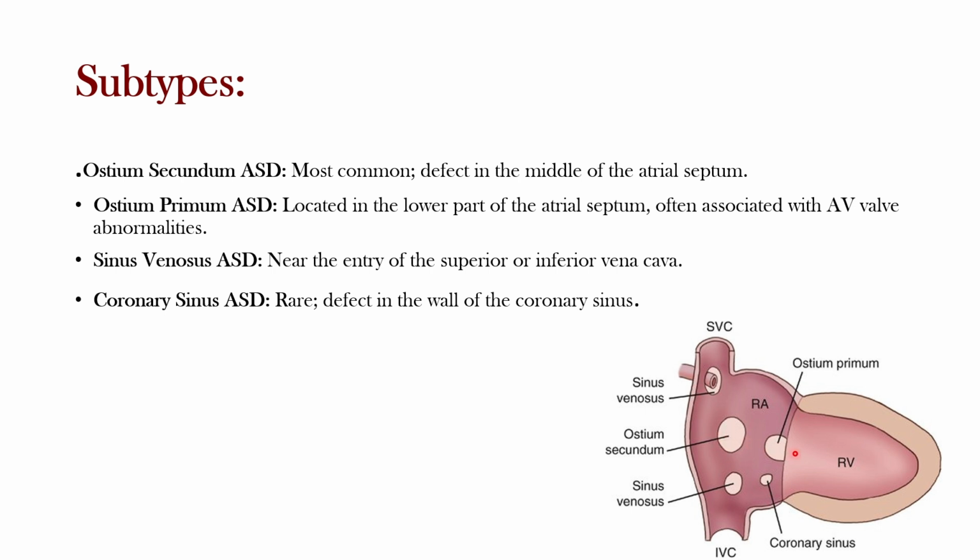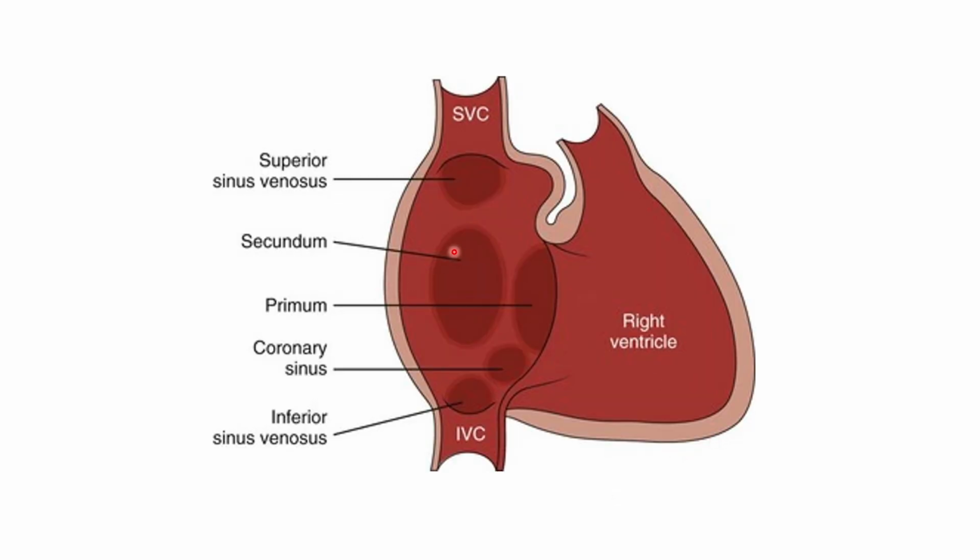This picture is not that clear, to be honest, but it's here and is associated with atrioventricular valve abnormalities. And the sinus venosus is near the entry of the superior and inferior vena cava. This is the superior and inferior vena cava. So we have the defects here. Then we have the coronary sinus. It's rare, but it's a defect in the wall of the coronary sinus. So it's here. Another picture: this is the secundum, this is the primum, this is the venosus, and this one is the coronary sinus.